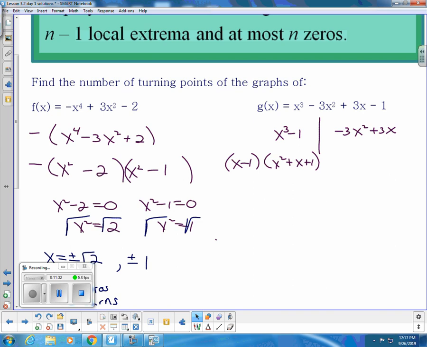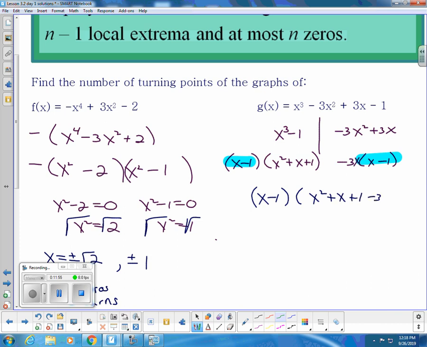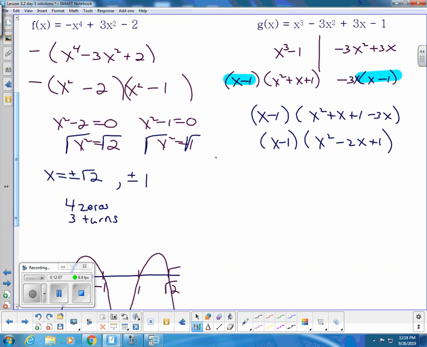Let's hope not. Over here, we're going to factor out a negative 3, and you would have negative 3x, and you'd have x minus 1. So, we have x minus 1 as a common factor. And we have these guys as what's left over. All right. Can you factor that quadratic? Factors of 1 that add to 2, or negative 2.